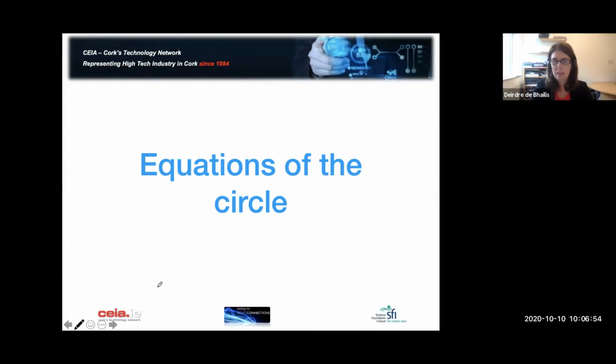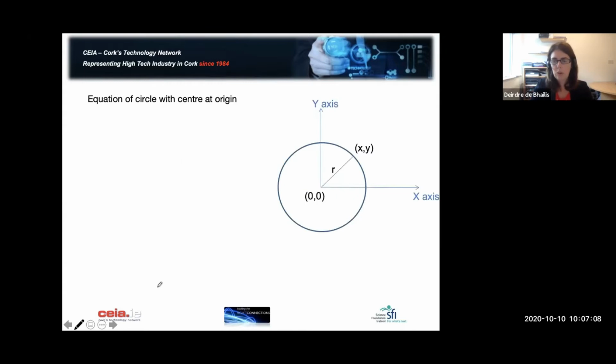The equation is simply a mathematical sentence that will help us describe the circle. It will help us locate the circle in space, and it will tell us how to draw it. The two main things that you need to know to construct a circle is where it is, so you need to know the center of the circle, and how big it is, so you need to know what the radius is. We're going to take the special case first of the equation of a circle with the center at the origin. So if it's at the origin, the center point is 0, 0, and it is some radius r.